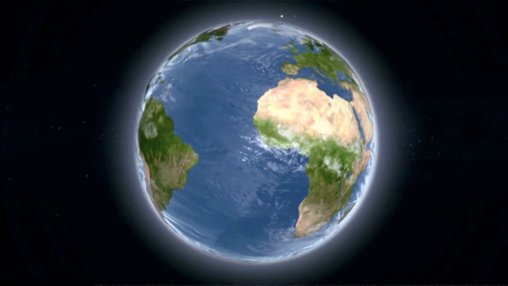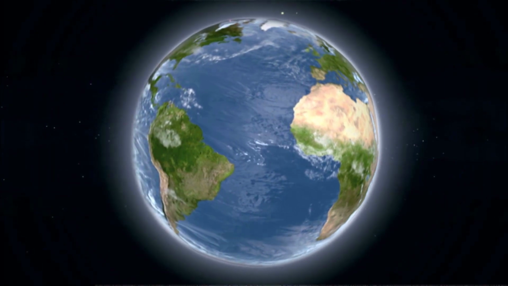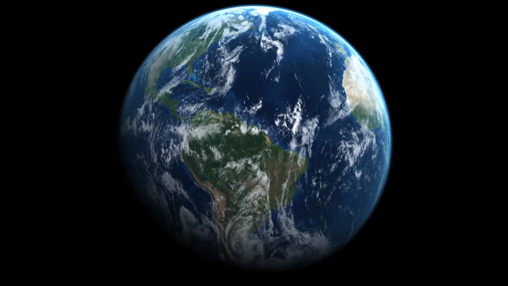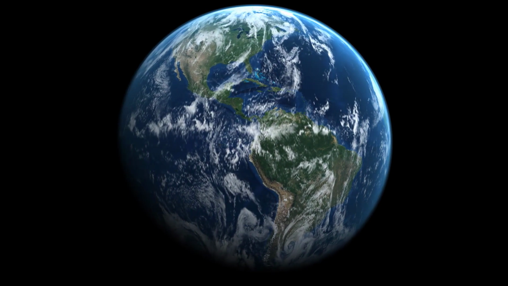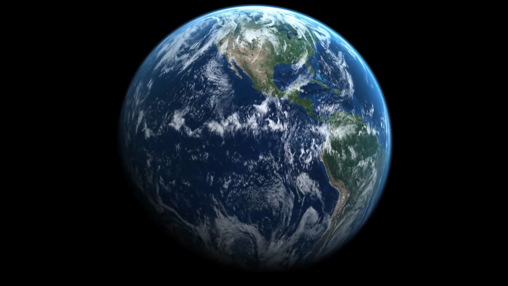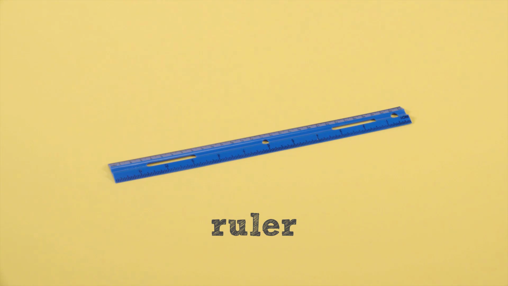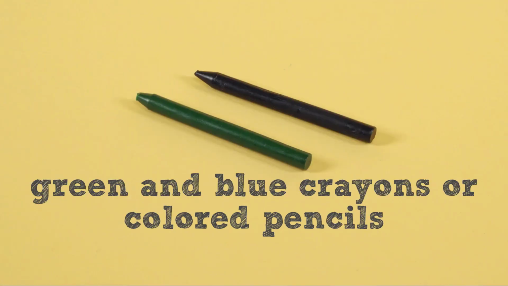Do you think there is more water on Earth's surface or more land? In this activity, you'll color a world map to compare how much land and water are on Earth's surface. To carry out this investigation, you'll use a ruler, along with green and blue crayons or colored pencils.